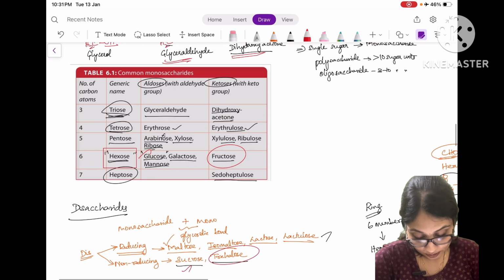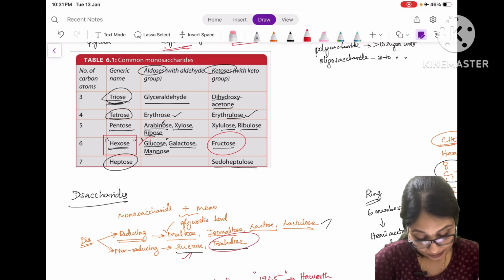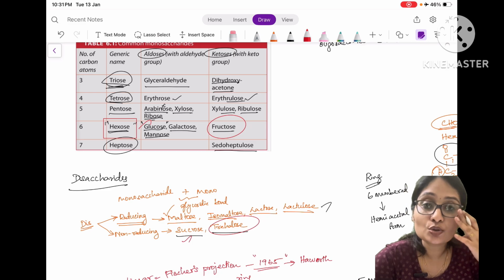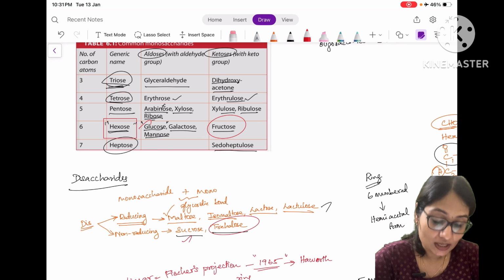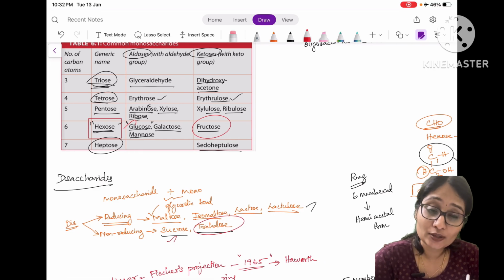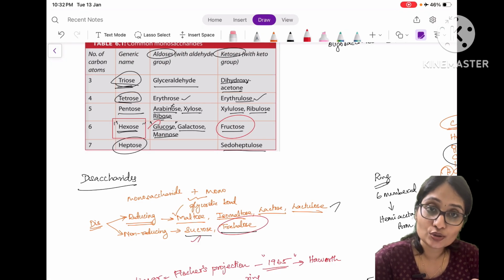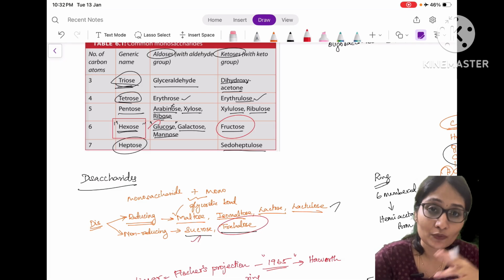Then we also went on to disaccharides, which were divided into reducing and non-reducing. Under reducing, we discussed maltose, isomaltose, lactose, and lactulose. Maltose is glucose plus glucose in alpha 1,4 linkage. Isomaltose is glucose plus glucose in alpha 1,6 linkage. Lactose is galactose plus glucose in beta 1,4 linkage. Lactulose is galactose plus fructose. Under non-reducing sugars we saw sucrose and trehalose. Sucrose is glucose plus fructose in alpha 1 beta 2 linkage. Trehalose is glucose plus glucose in alpha 1,1 linkage.